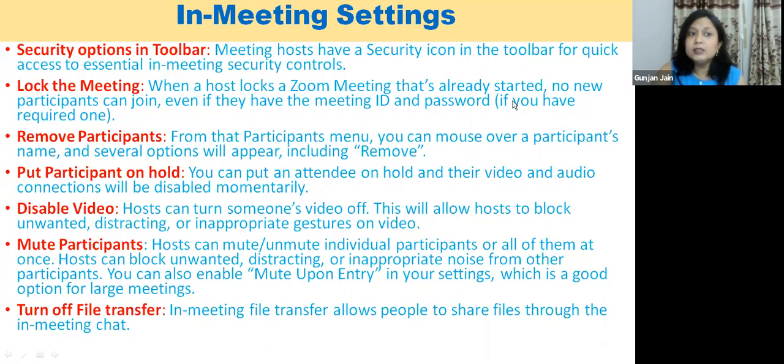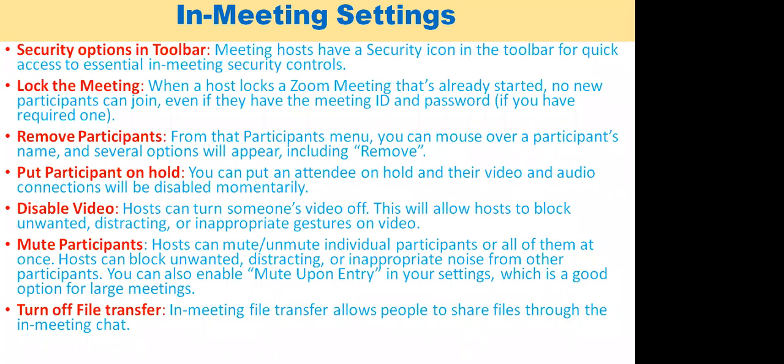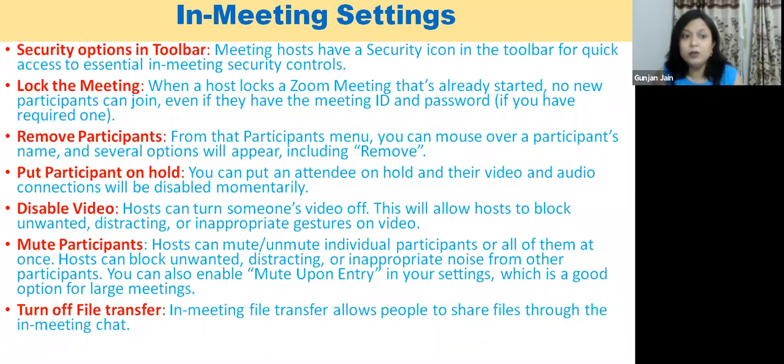The second one is lock the meeting. Once all your participants are in, you can lock the meeting, and even the people who have the meeting invitation will not be able to join once you have locked the meeting. Then remove participants. If you think that you have admitted a participant who does not belong to your school or who should not be there in the Zoom meeting, you can easily remove that participant whenever you want.